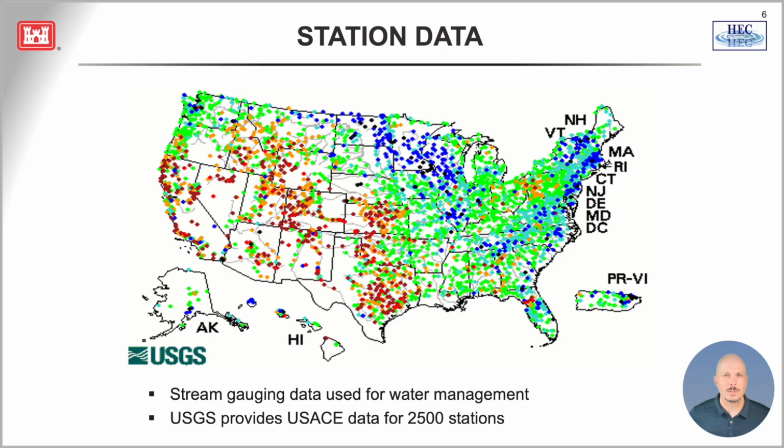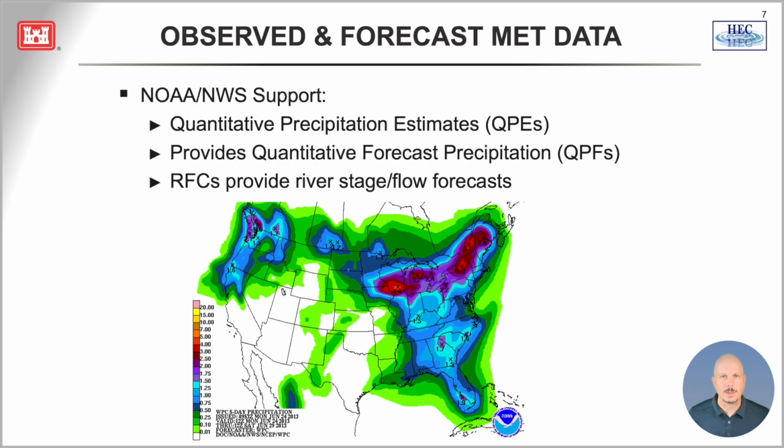The vast majority of stream gauge data acquired in SWMS is available from the USGS web services. Typically, that includes observed stream flows and stages, stored as time series data in the SWMS database. Forecast stream flows and stages come from the National Weather Service River Forecast Centers, and a variety of National Weather Service centers provide gridded meteorological products including quantitative precipitation estimates, QPEs, quantitative precipitation forecasts, QPFs, and temperature and snow products as well.